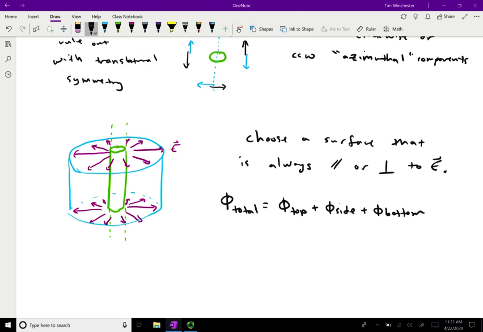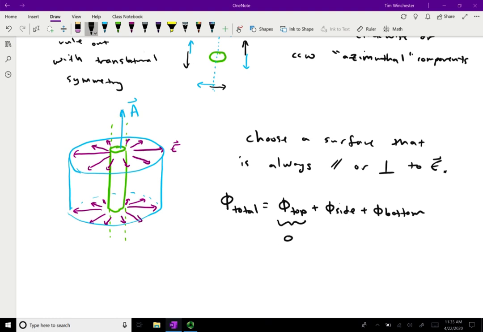Okay, so we can calculate those three individually because we have chosen the sides to either be parallel or perpendicular to the electric field. Okay, so let's start at the top. The area vector for the top surface is going to point upwards. Remember, it has to point outward from the closed surface, and this is a closed surface, so the area vector for the top points up, like so. And the electric field points radially outward, so the flux through the top is 0.